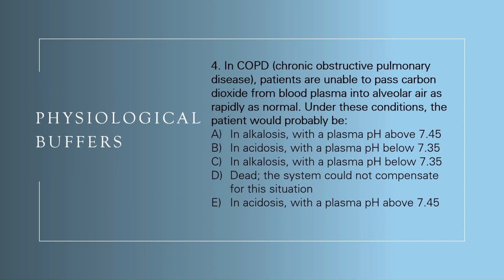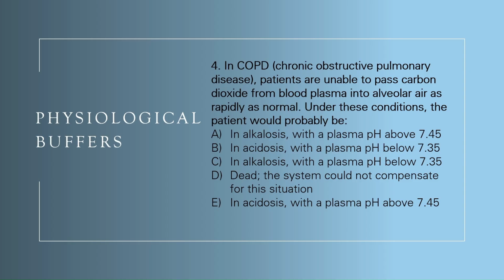Question. In chronic obstructive pulmonary disease, patients are unable to pass carbon dioxide from the blood into air. Under these conditions, the patient would be in which state? Okay, so here I want to point out one thing. Firstly, you need to frame the answer in your mind. See if it's available in the options, okay? And then start reading each of the options and take a look at what is factually correct or incorrect.